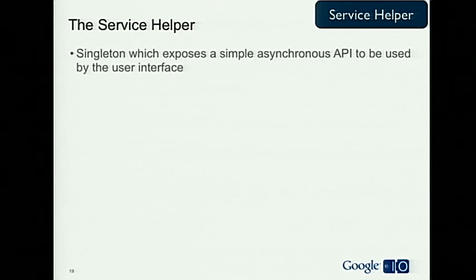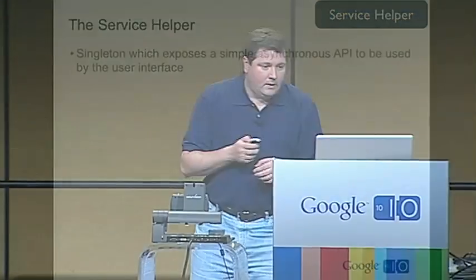So the role of the service helper is to simply expose a very simple asynchronous API to the caller. Let's say we want to create a portfolio. The name of the method is create portfolio. Here's my name. Here's the currency. It returns the request ID, which uniquely identifies that particular pending REST method. It's a singleton. There's nothing to it.